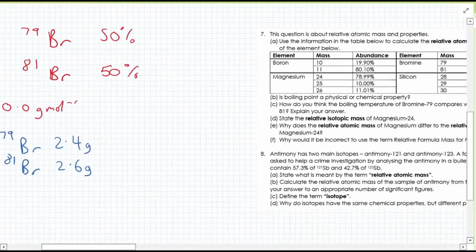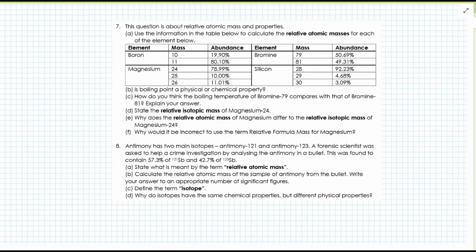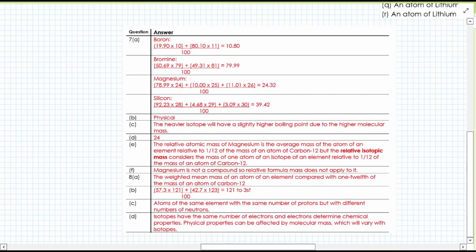What I've got here is a few questions for you to help you think about those ideas. Pause it, answer the questions, and then I'll show you the answers in a second. And here are the answers. Pause the video for a second, mark your answers, make sure you've shown your workings for everything, and remember, it's really important that we know that isotopes have the same chemical properties, because they have the same electron configuration.